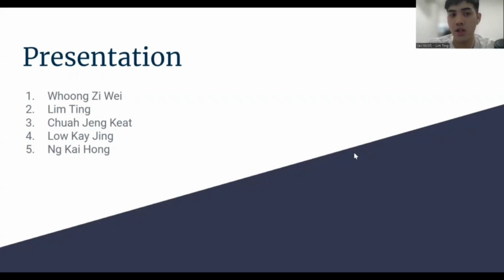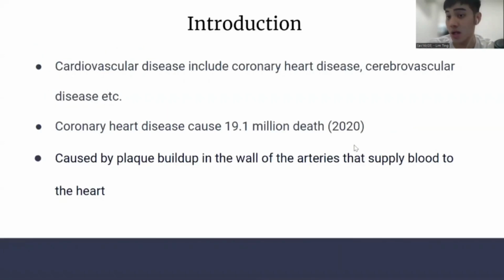First off, I would like to talk about cardiovascular disease, which includes coronary heart disease, cerebral vascular disease, and a lot more. But today we'll be focusing on coronary heart disease. In 2020, it caused 19.1 million deaths globally. So it's a very lethal disease. It clogs up your artery wall, causing blood flow to not be able to reach the heart, which can cause a lot of complications.